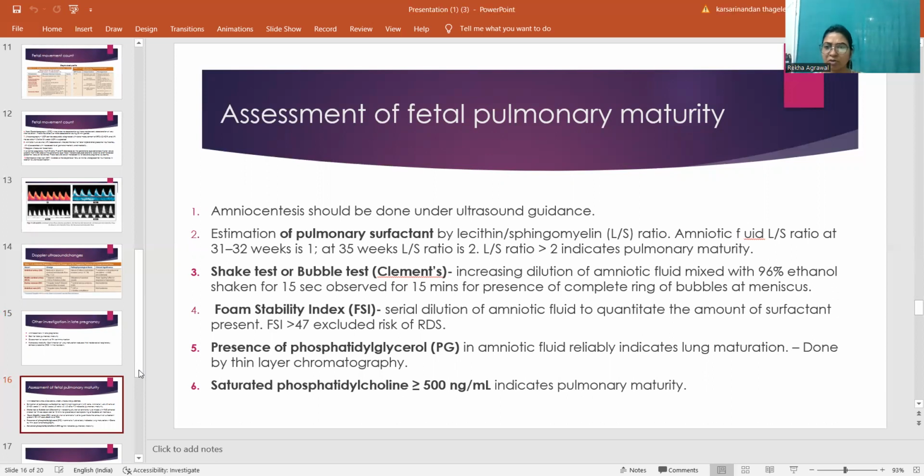Shake test or bubble test, that is also called the Clements test. Increasing dilution of amniotic fluid mixed with 96% ethanol, shaken for 15 seconds, observed for 15 minutes for the presence of a complete ring of bubbles at the meniscus. And the foam stability test: serial dilution of amniotic fluid to quantitate the amount of surfactant present. FSI more than 47 excludes the risk of RDS, that is, respiratory distress syndrome. And the presence of phosphatidyl glycerol in amniotic fluid reliably indicates lung maturation, done by thin layer chromatography. Saturated phosphatidylcholine more than 500 nanogram per ml indicates pulmonary maturity.